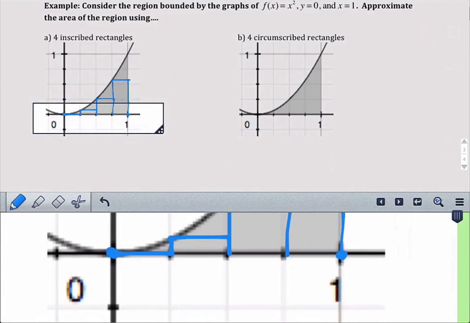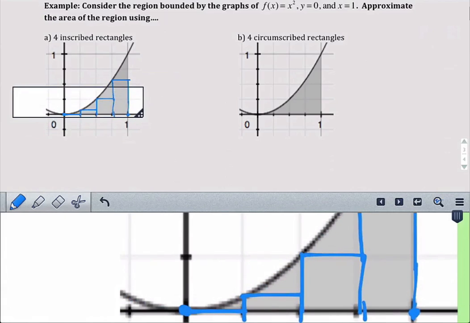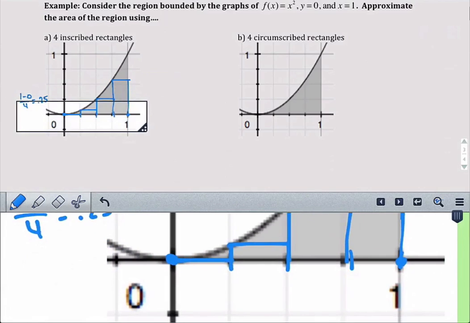Well, if we look at this, we're breaking up 0 to 1 into 4 equal parts. So we can do 1 minus 0 over 4, and that gives us 0.25, or 1/4. So we know the widths here are 0.25 each.